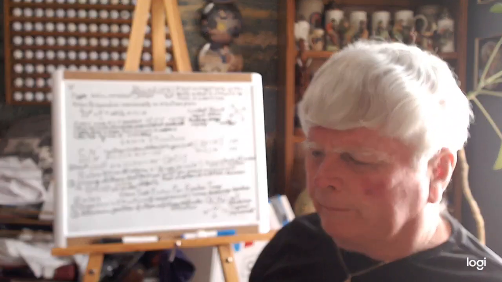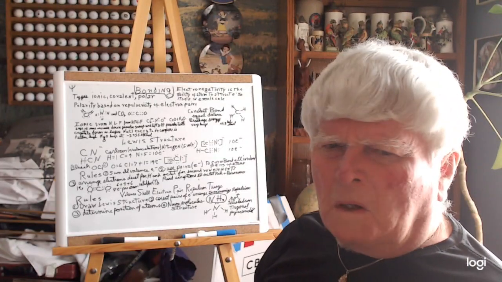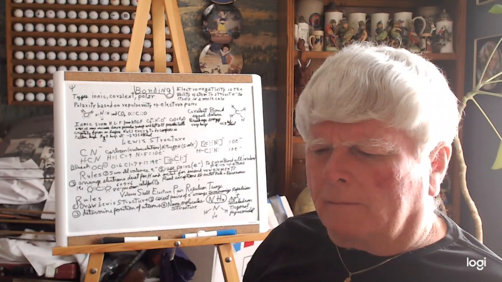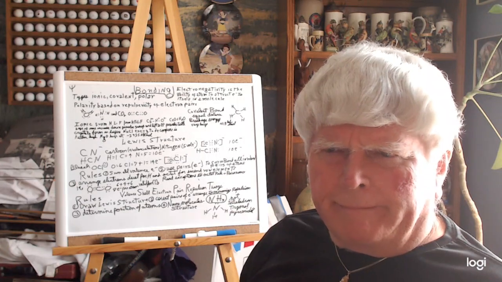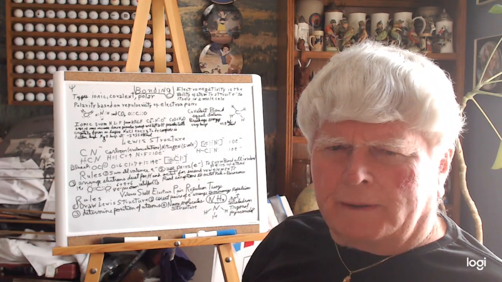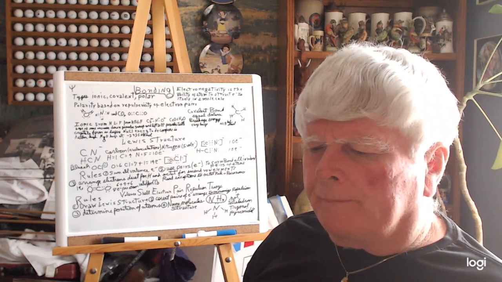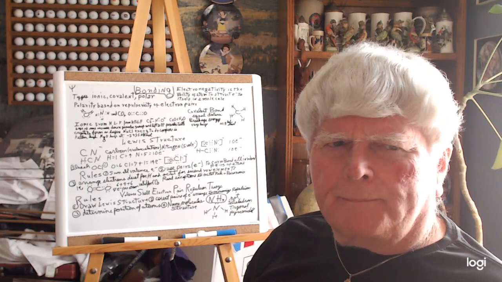Okay, today we're going to cover bonding. There's three primarily easily illustrated types. They are polar, covalent, and ionic.